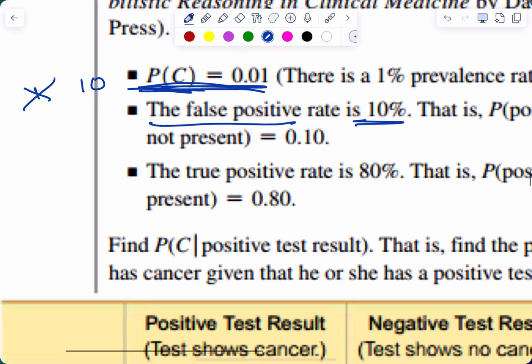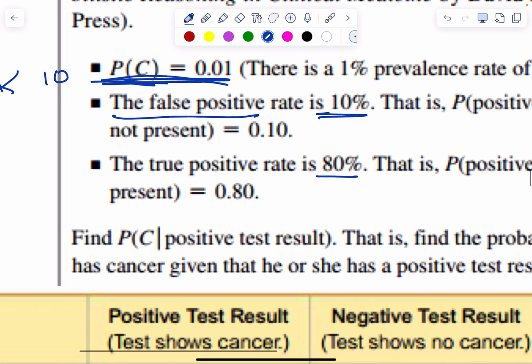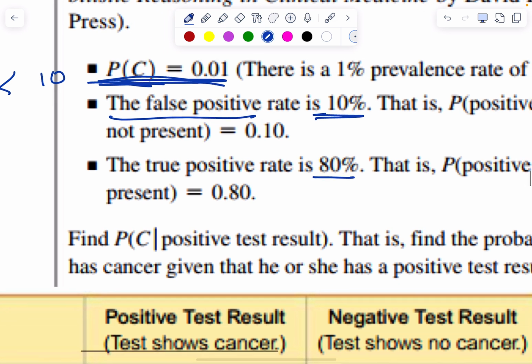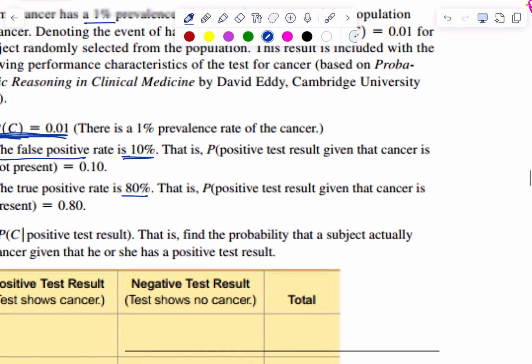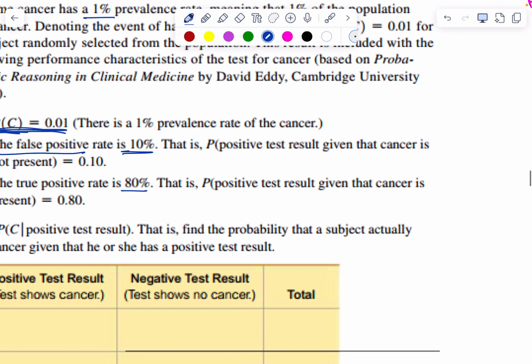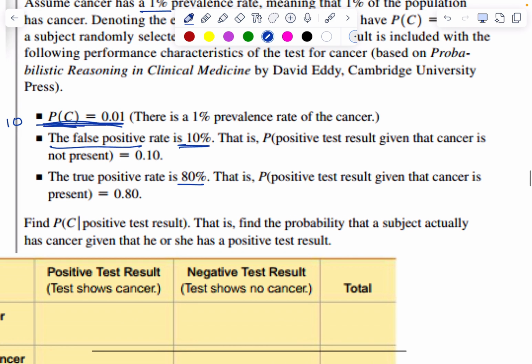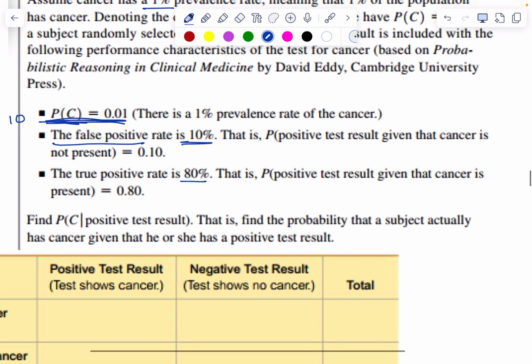A true positive test result is 80%, okay? So true positive is 80%. False positive is 10%. That is a positive test result given that cancer is present. A positive test result, cancer is not present. Okay. Confusion. All right, let's fill this table in.